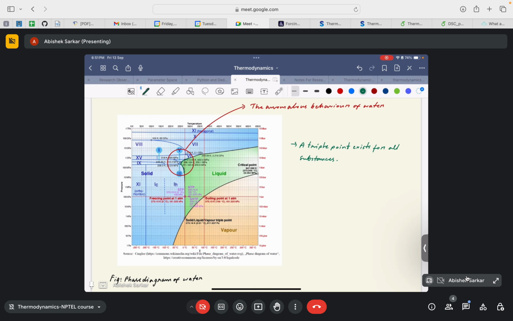Yes, no would be fine. See, what I'm trying to say is that most of the problems or questions that we are going to encounter would be from the thermodynamic point of view, right?